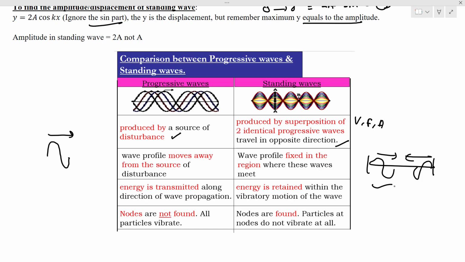Manakala kat dalam kita punya standing wave pula, energy is retained within the vibration motion of the wave. Maksudnya dalam satu motion ni, okay, tenaga tu hanya ada dekat medium tersebut je. Macam kita main gitar lah, kita dengar gitar bila kita dekat dengan gitar tu. Okay, so bila kita jauh, kita tak dengar lah tenaga bunyi tu. Okay, so dalam progressive wave pula, nodes are not found, all particle vibrate. Manakala in the standing wave, nodes are found, particle at the nodes do not vibrate at all. So basically tak ada node untuk progressive wave, ada node dalam standing wave.